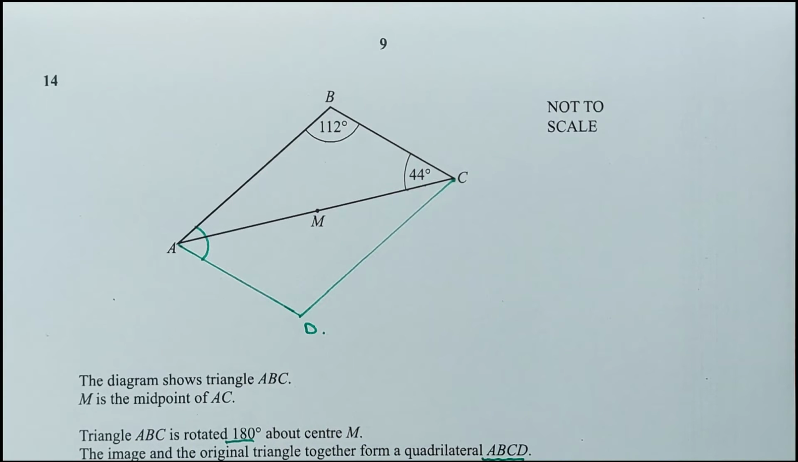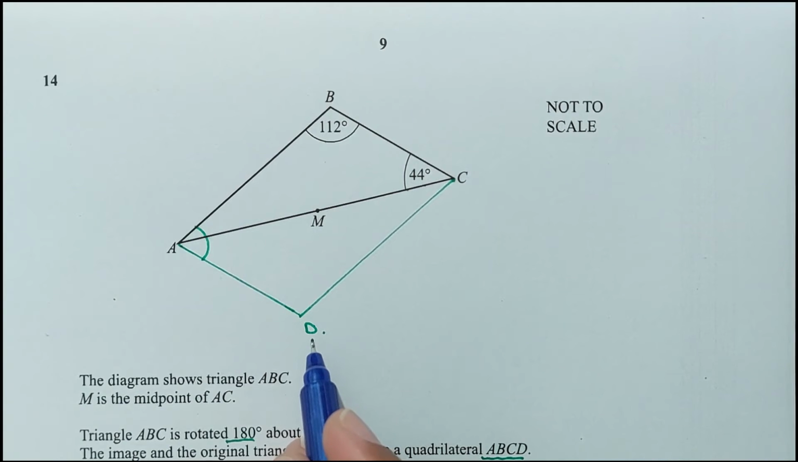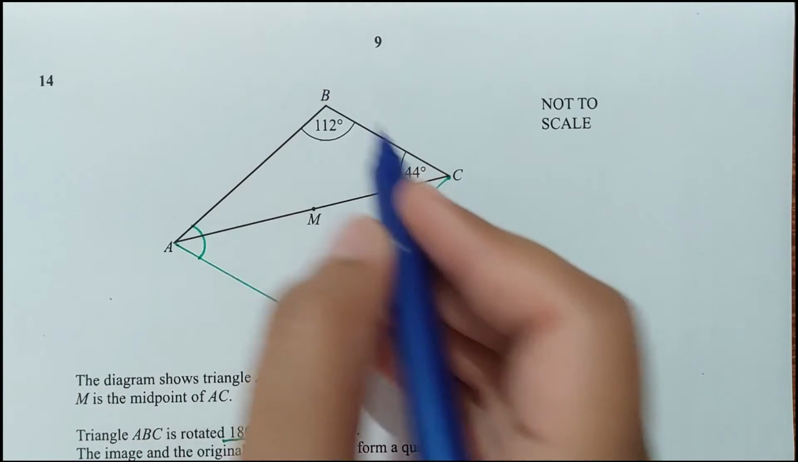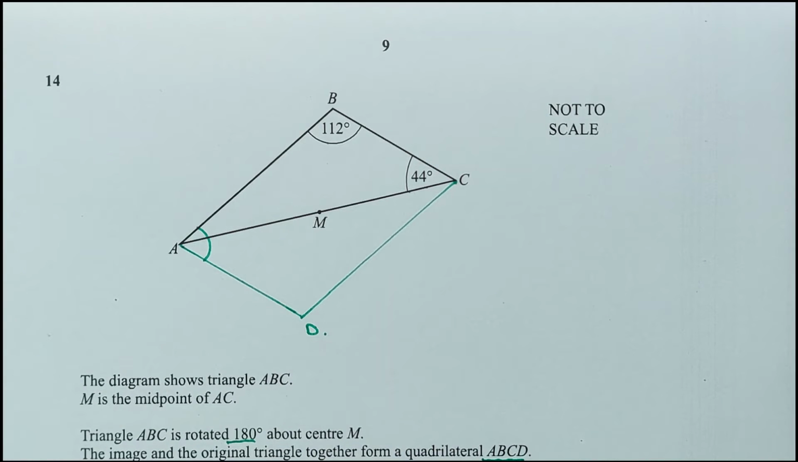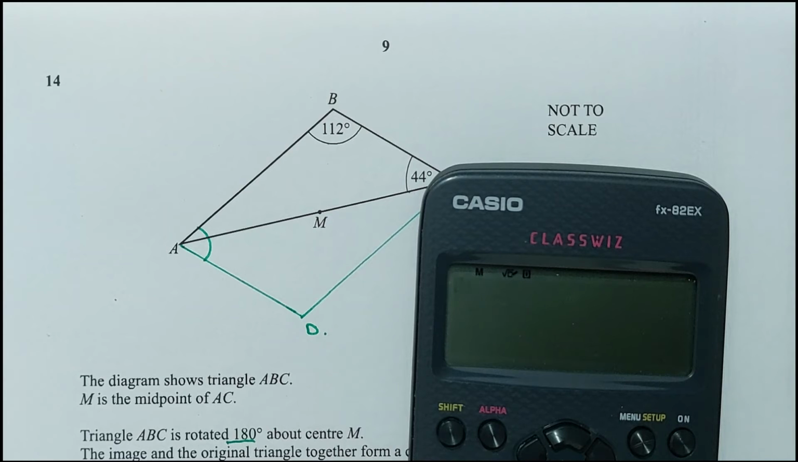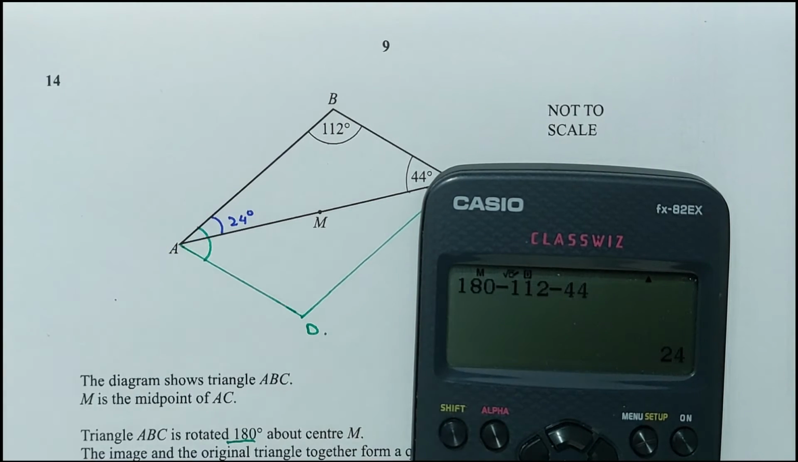Right. Okay, to get the angle BAD, first if I use the triangle ABC, I have two angles. We can easily find the third angle, since the sum of all angles of a triangle is equal to 180. So from 180 take away 112 and take away 44. So this angle is equal to 24 degrees, right?